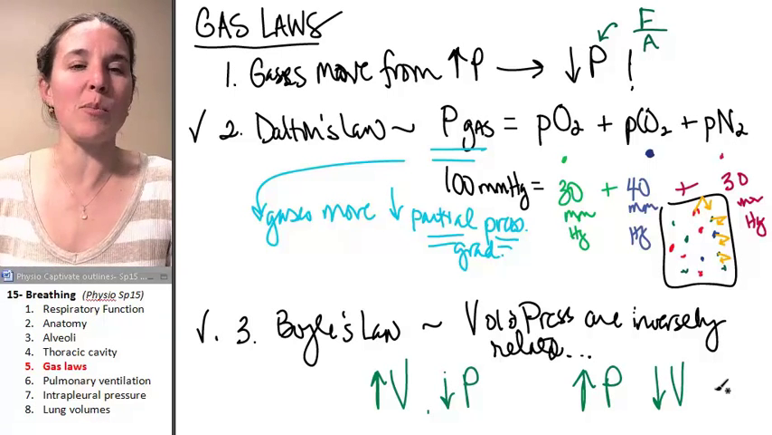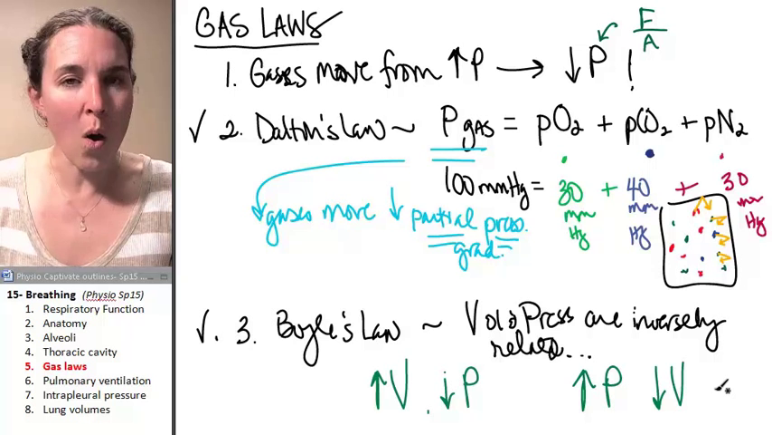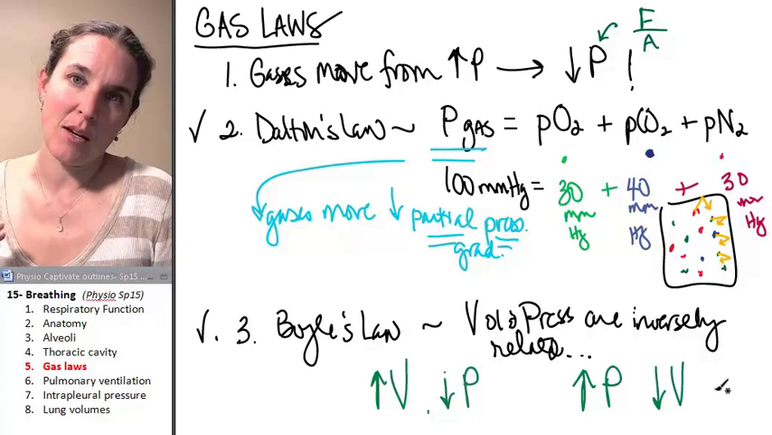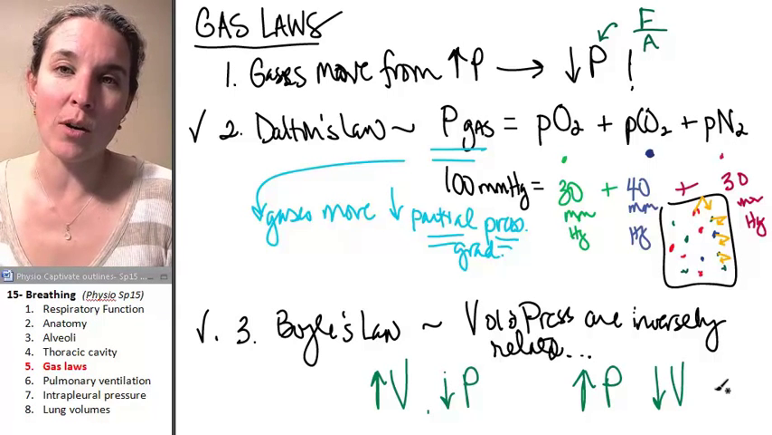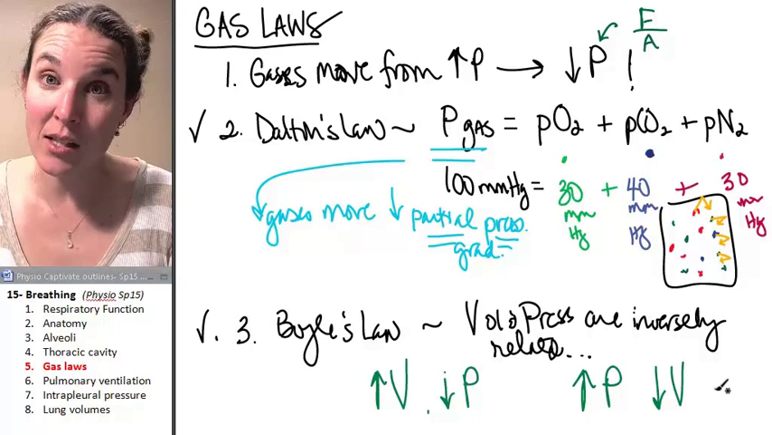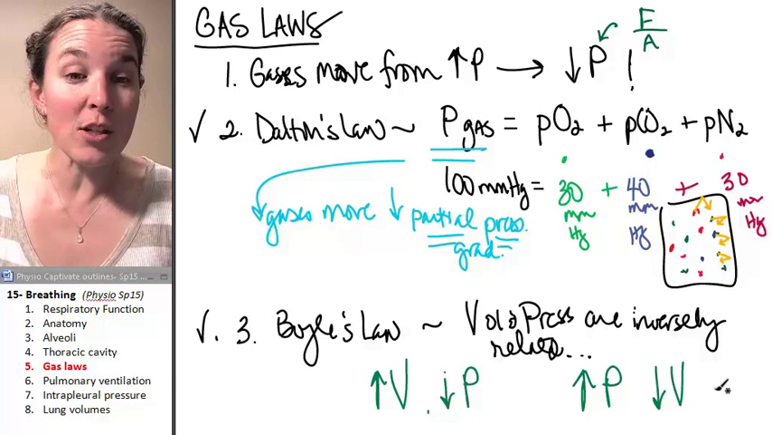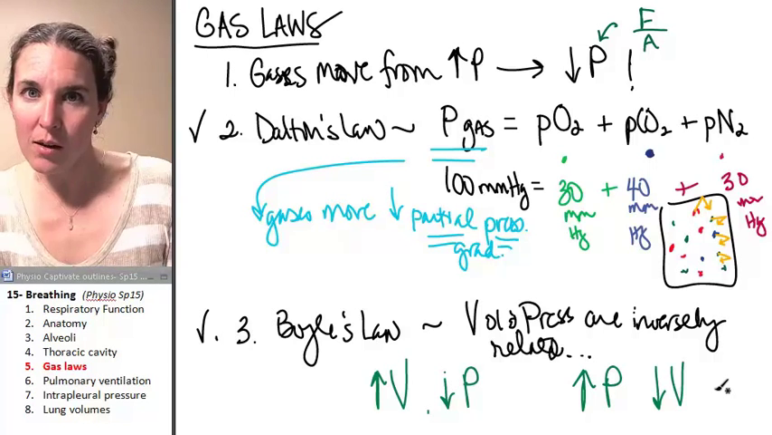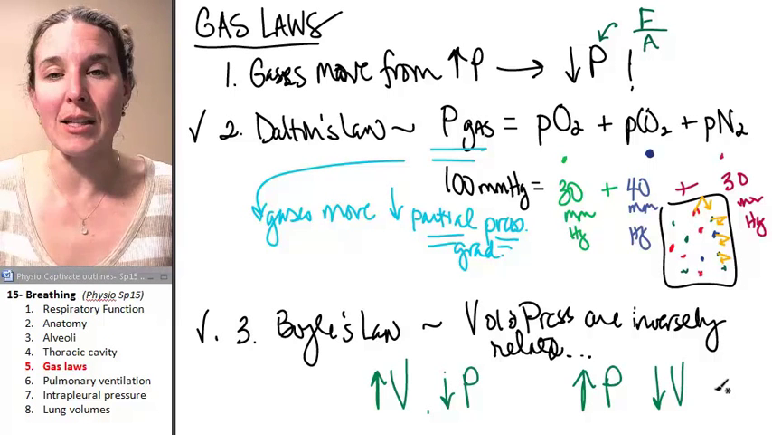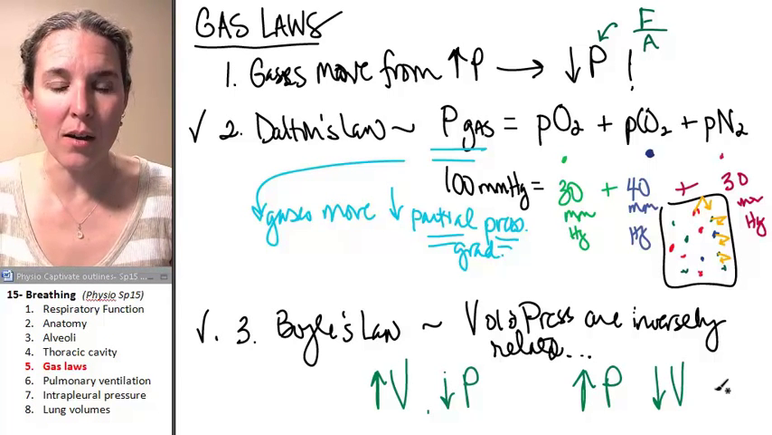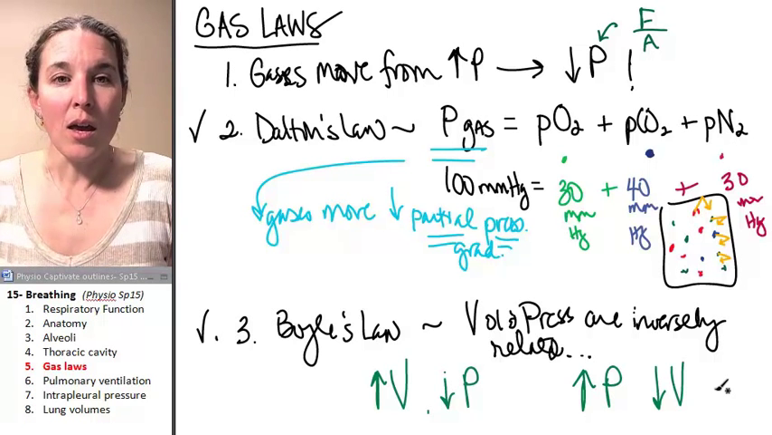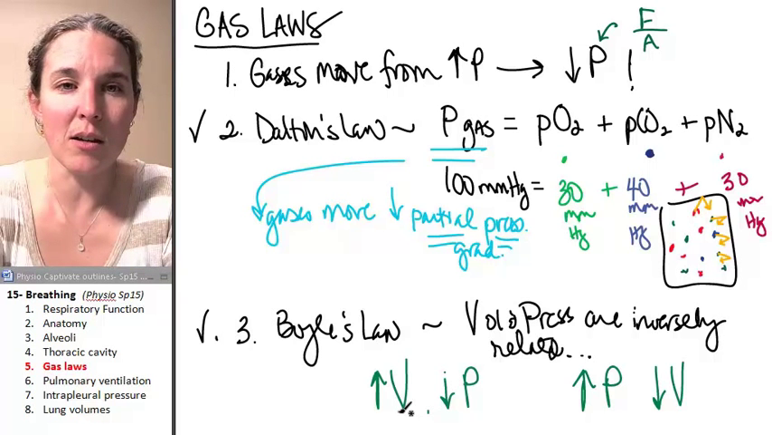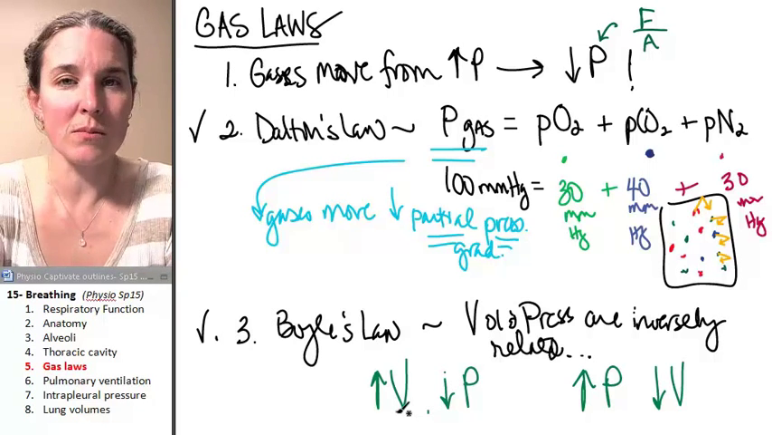Just imagine people in boxes running into walls. Say I tell you that you have to run 2 miles an hour in this room, no matter what happens. You cannot stop running 2 miles an hour. You will run into each other more, and you will run into the walls more if I decrease the size of the room. How often you run into the walls, that's pressure. Okay, are you good? Because Boyle's law is what we need to understand the process of pulmonary ventilation, which, wasn't that the point of the entire lecture? We're about to get there.